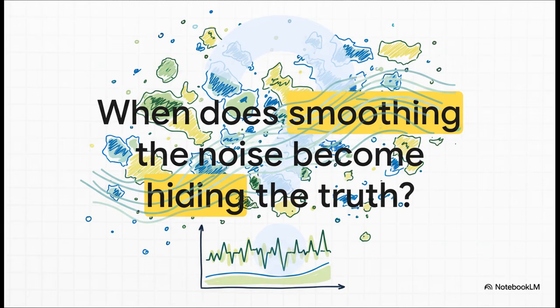The whole point of these powerful methods is to smooth away the noise so we can see the signal more clearly. But we always have to be asking ourselves that tough question. When does our attempt to smooth the data become hiding the truth? It's a balancing act, and it's one we have to get right.